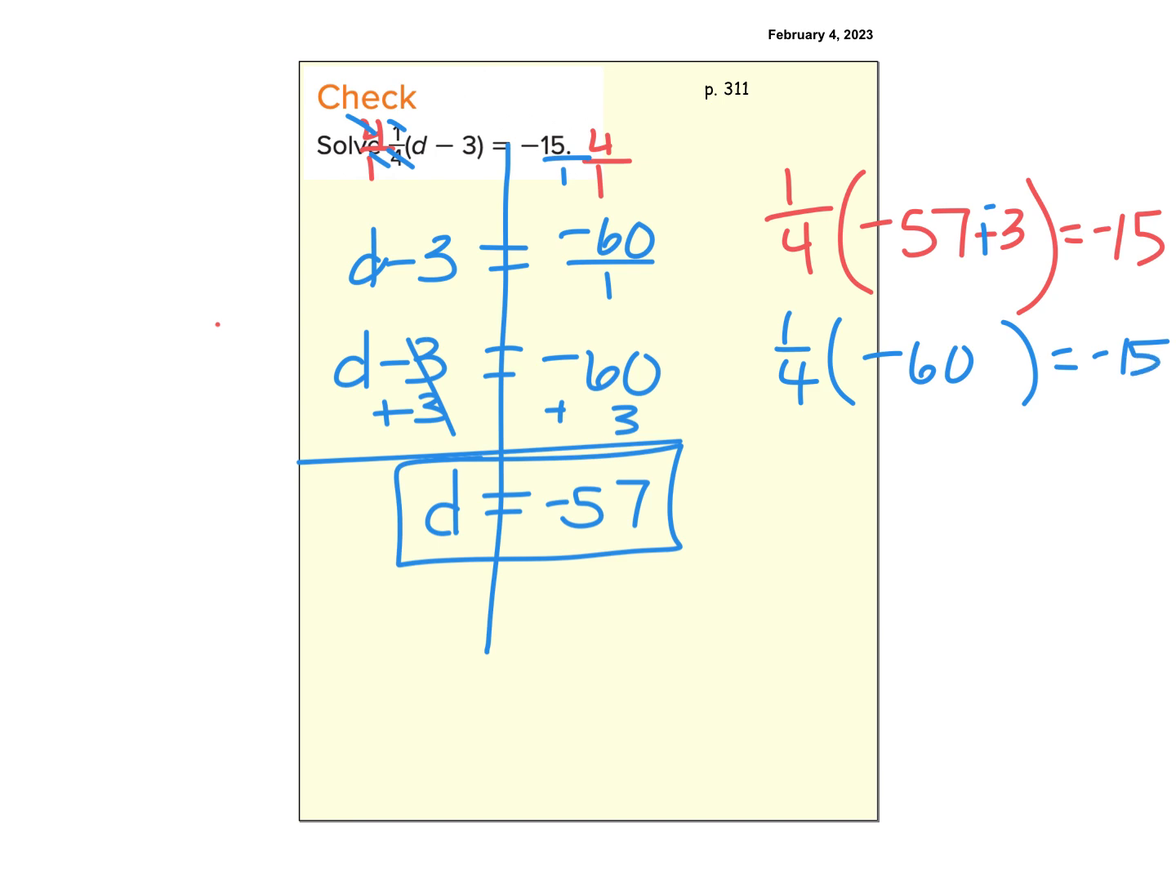Okay, my last step on the check is now I actually have to times this out. So I'm going to do 1 times negative 60, negative 60. 4 times 1 is 4. Hopefully this equals negative 15. Finally, that line right there can mean divide. So negative 60 divided by 4, good news, is negative 15. Okay, so I completed my check. Negative 15 does equal negative 15.